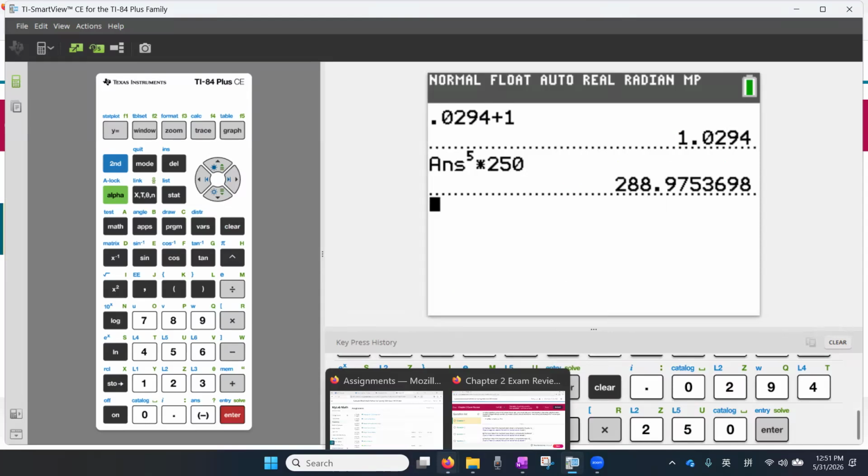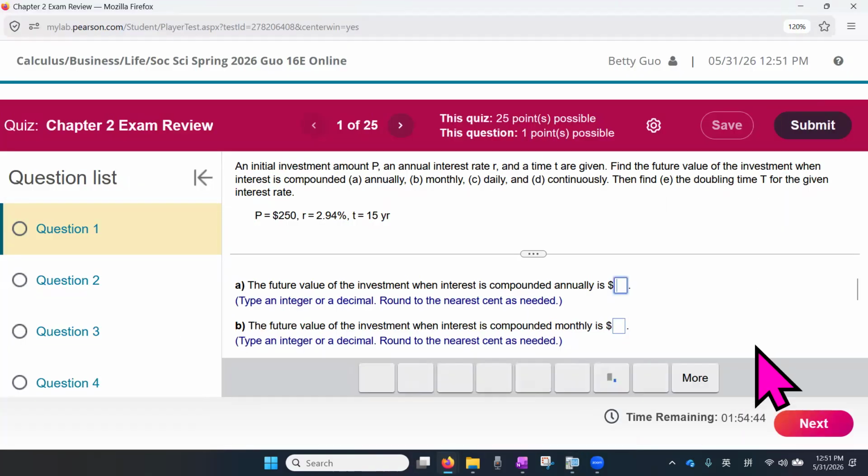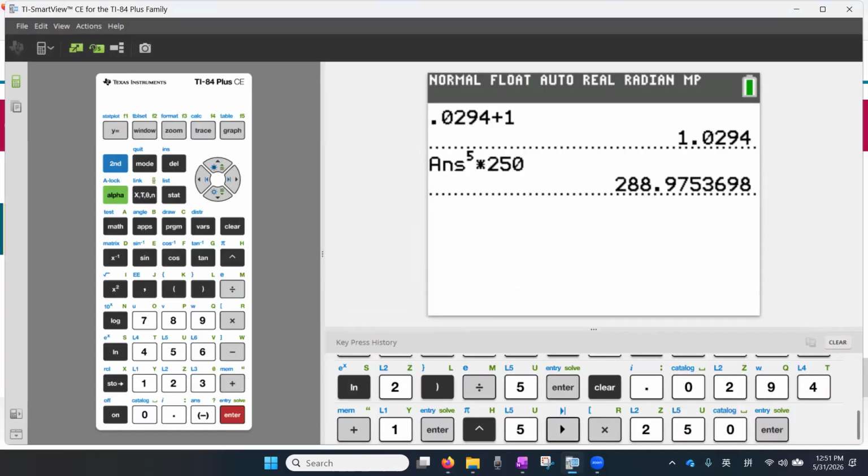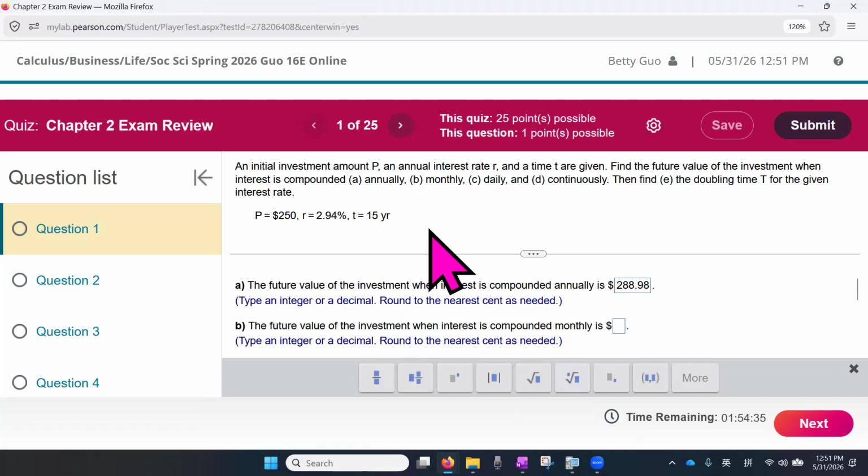288.98. Right, that makes perfect sense. You put in $250. This interest rate is not very high. Over 15 years, you have more, like $38 or $39 more. Okay, part B, same thing, but this time in part B, the interest is compounded monthly.